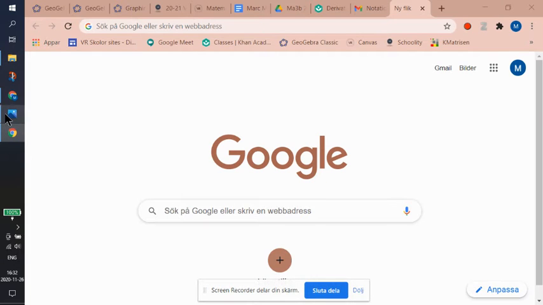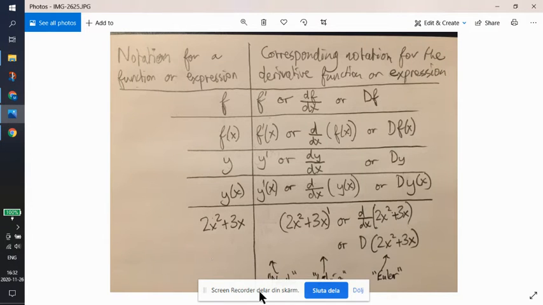Okay, so let's learn about notation for derivatives. One thing that makes it a bit hard to get started working with derivatives is that there's quite a few different notations that can be used, which can feel a bit confusing at first.